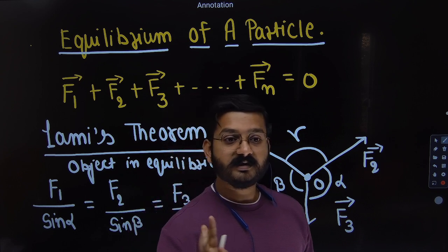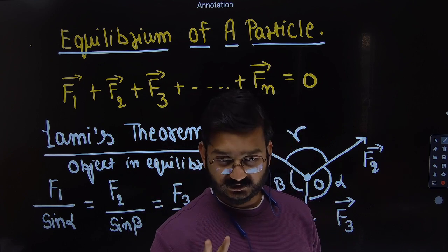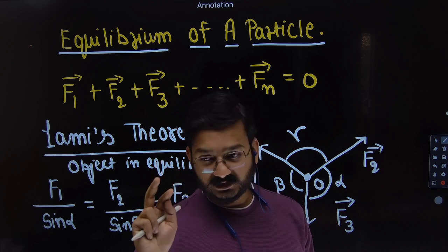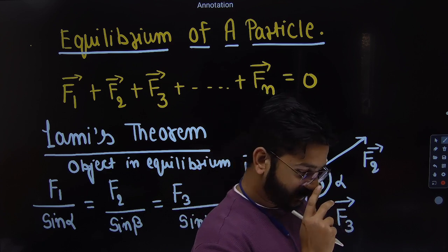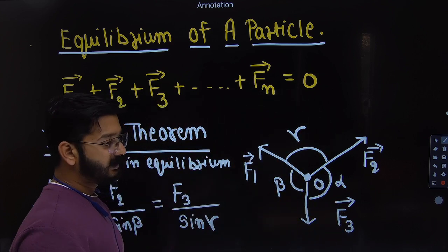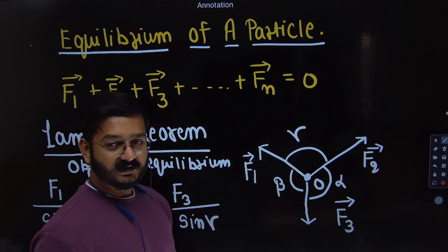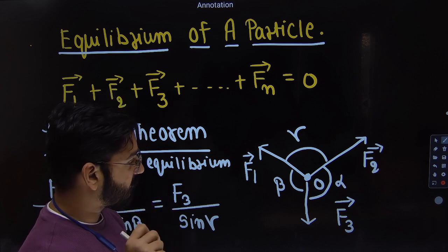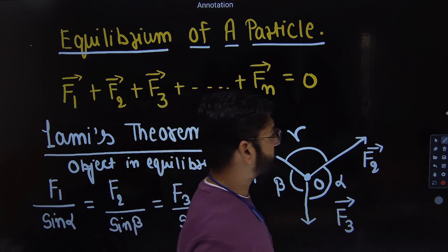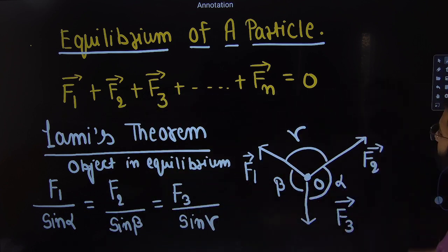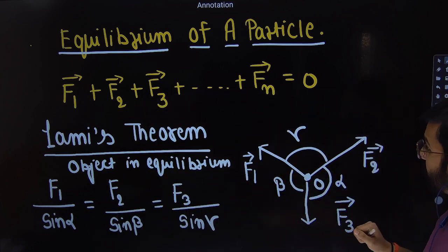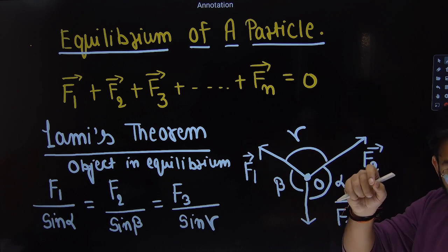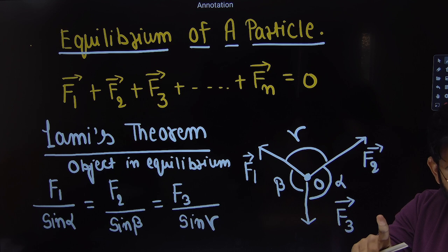Remember that equilibrium doesn't mean that particle should be at rest. Two possibilities are there, either at rest or moving with constant velocity. But in most of the cases, you will see that if they say particle is at equilibrium, we say that particle is at rest. But that's not always true. You should make a note of this thing. Dynamic and static equilibrium. So Lami's theorem is applicable whenever your object is in equilibrium, first condition.